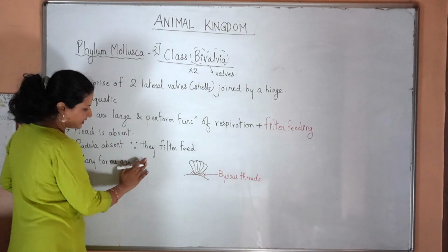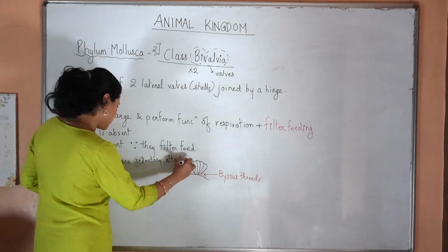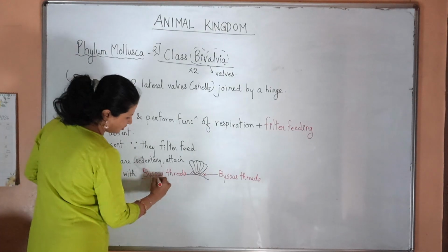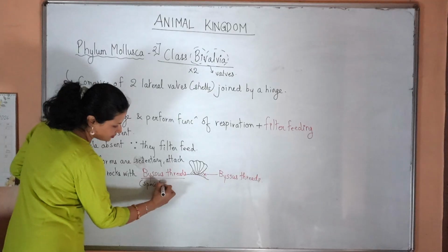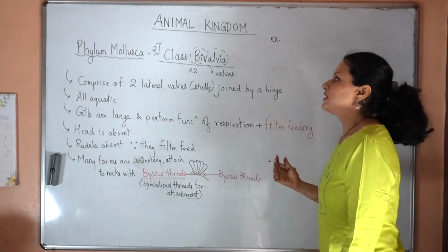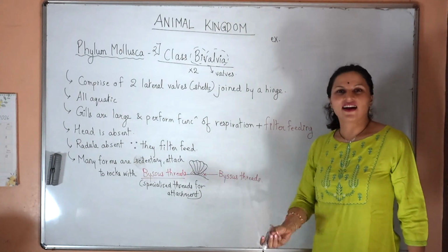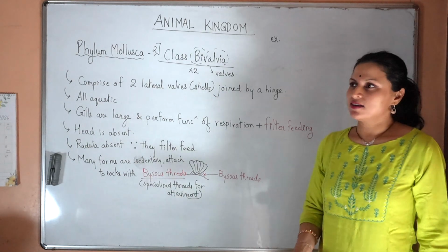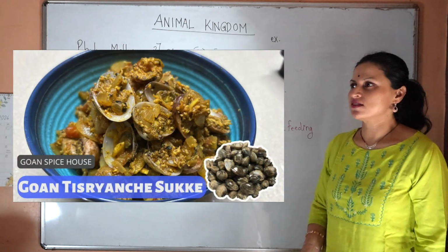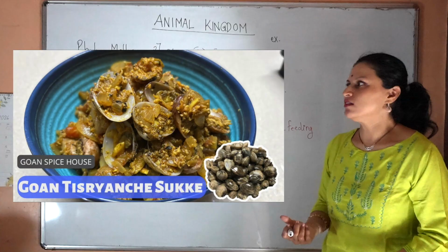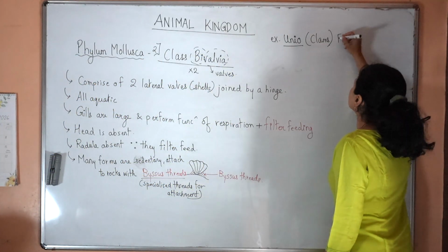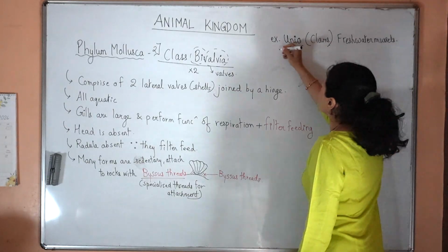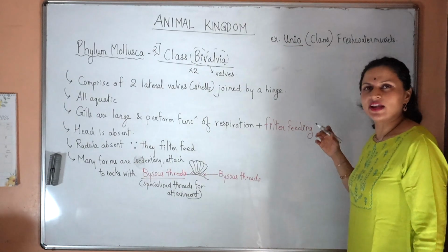Many forms are sedentary, attached to rocks by byssus threads, which are specialized threads they secrete from their body for attachment. An important example of this is the common clams, tisaria in Marathi, which you eat and which are very tasty. The 2 valves are open like that and we eat the meat from inside. Another example is Unio, the freshwater mussels. They have a special gland for excretion.